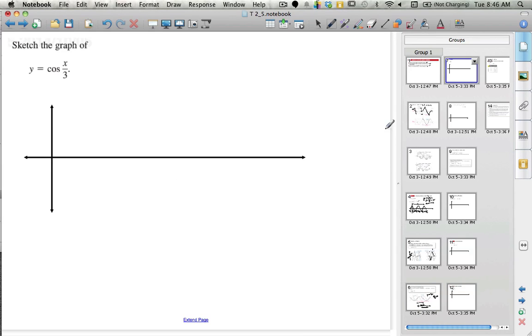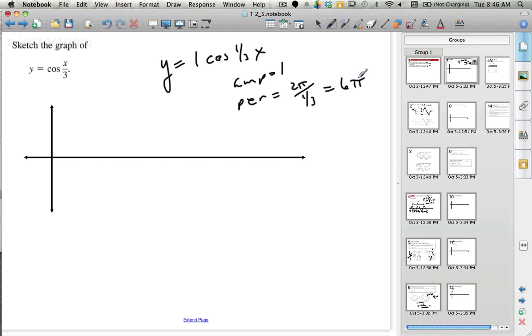Okay, so let's do another graph. Take y is equal to 1 times the cosine of 1/3 x. I've just written it to make it easier to see that a is 1, so my amplitude is 1. And b is 1/3, so my period will be 2 pi divided by 1/3, which is 6 pi. So if we say that's 2 pi, 4 pi, 6 pi, and 1 and 1, then when we look at 6 pi, I want to split it.